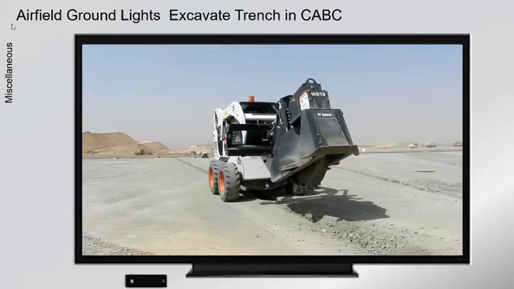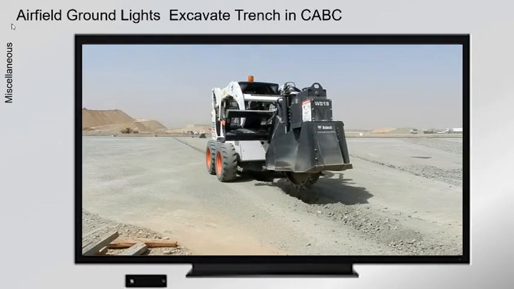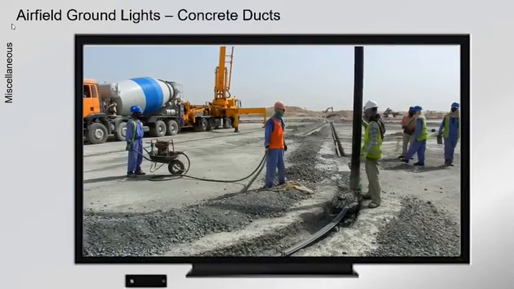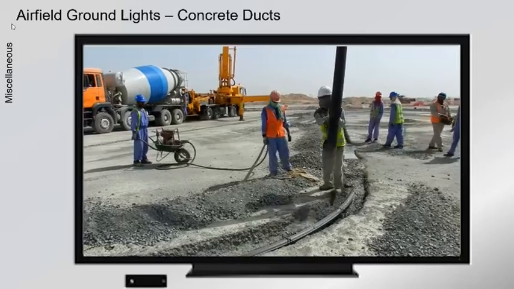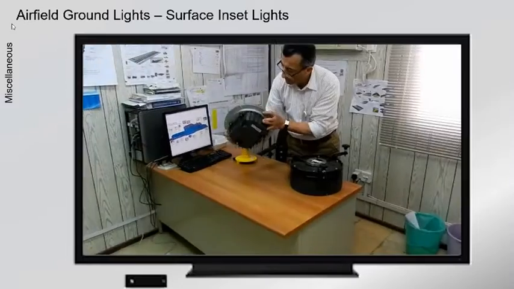The lights are used at night and in poor visibility to guide the aircrafts. Airfield ground lighting control and monitoring system is used to control and monitor the airfield ground lighting equipment installed for the efficient and safe maneuvering of all ground traffic.